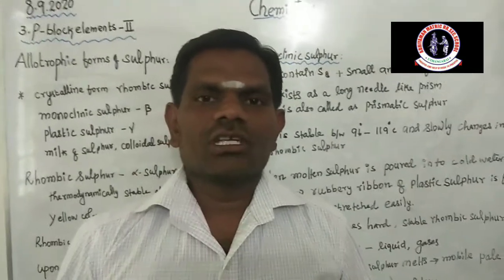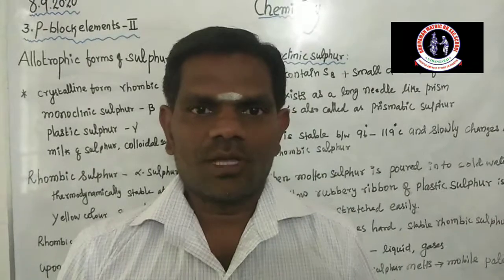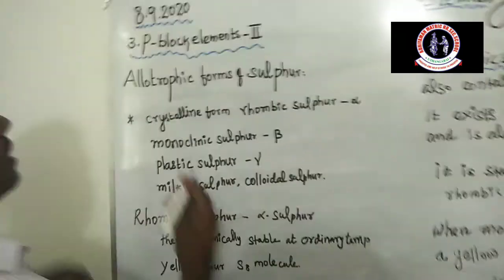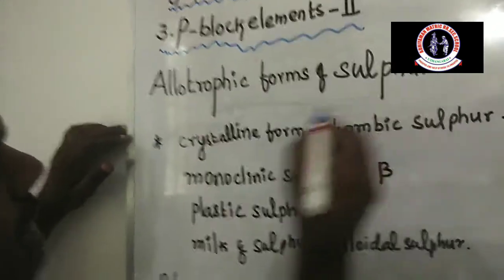Today we are going to discuss p block elements. The subtopic is allotropic forms of sulfur. Yes, allotropic forms of sulfur.